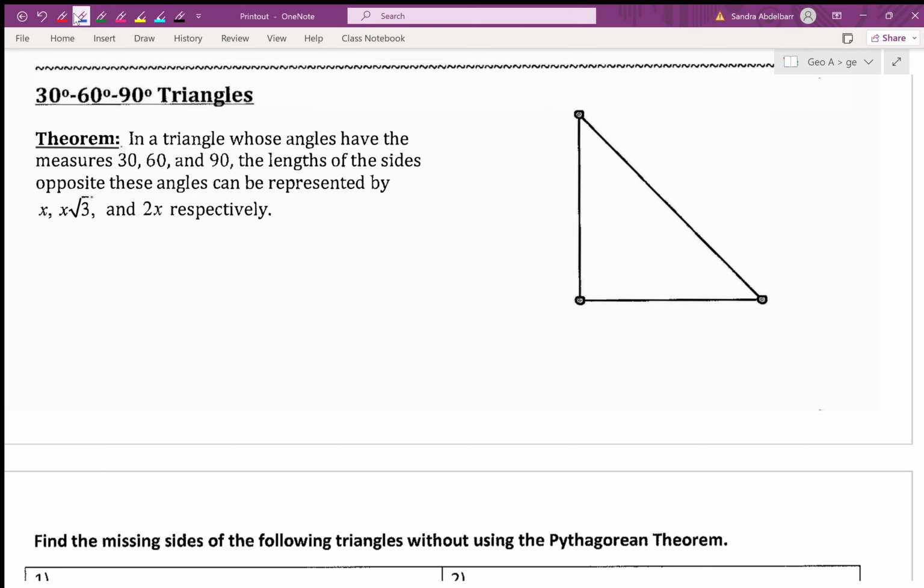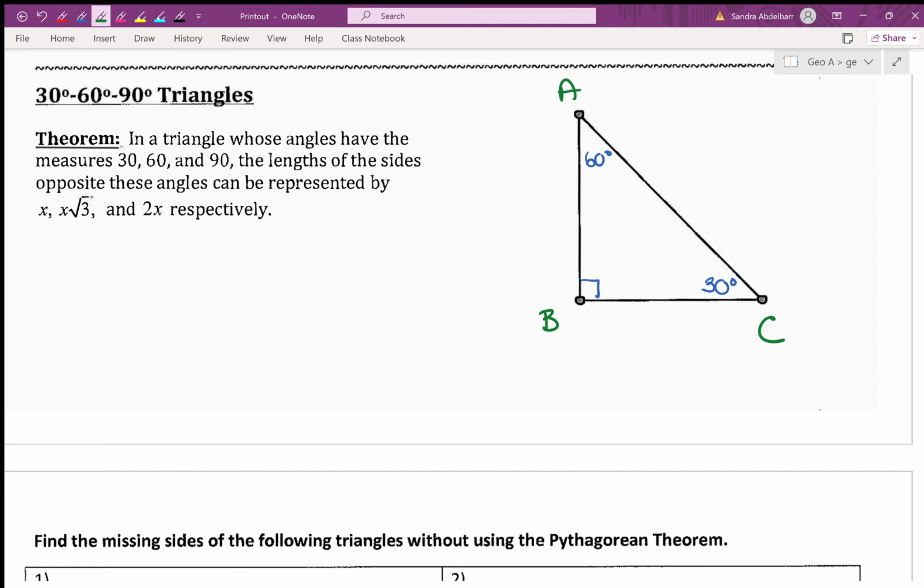Hey, when you have a 30, 60, 90 triangle, one angle is a right angle, one angle is 30 degrees, and the other is 60 degrees. Now, it really doesn't matter. The 30 degrees could be on top and the 60 could be on the bottom. It does not matter which one is the 30, which one is the 60. So now what you're going to do, let's name this triangle. Let's name it ABC.